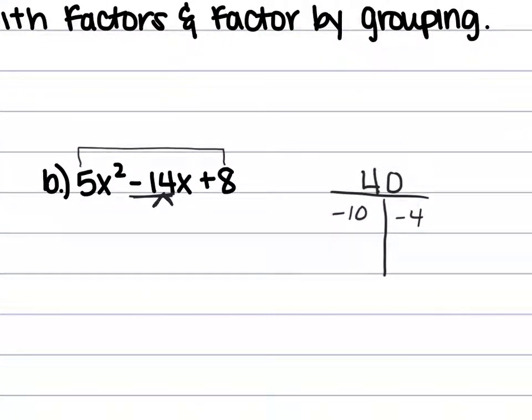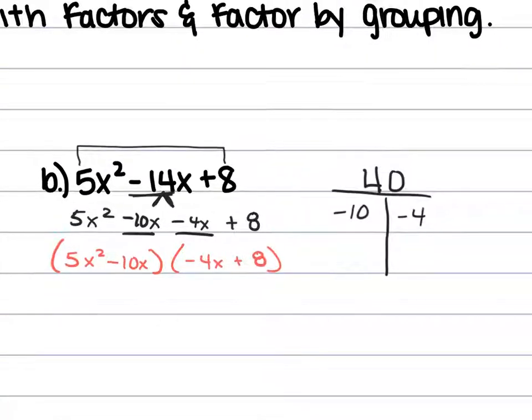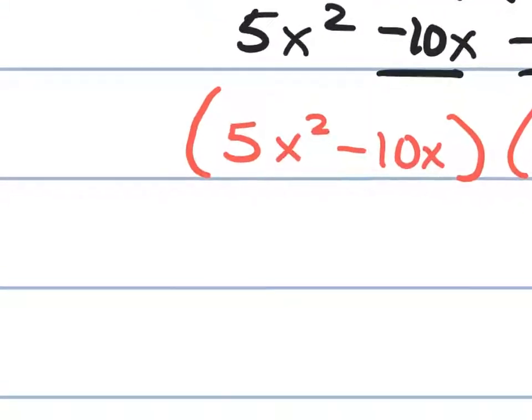I'm going to take that 14, that middle term, and I'm going to split it up into a negative 10x and a negative 4x, because that's exactly the same as 14. That's no different. There's the 8, still the same. There's the 5x, still the same. Now that I have 4 terms, what am I going to do with them? Group them. All right. So we get 5x squared minus 10x minus 4x plus 8.